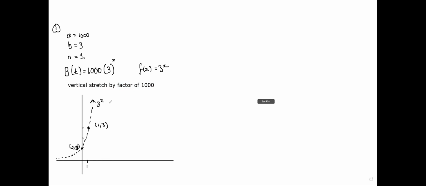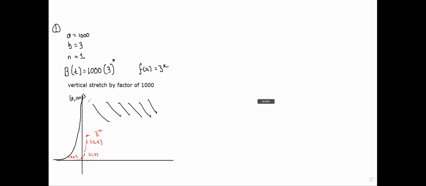This is 3^x. A vertical stretch of 1,000 means my y-intercept is going to be 0, 1,000 because everything's multiplied by 1,000. And so it's going to look something like, whoosh. It's going to be really thin and really high, really stretched vertically compared to my parent function. Okay, so it's just a quick sketch.